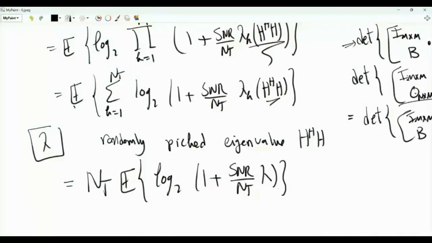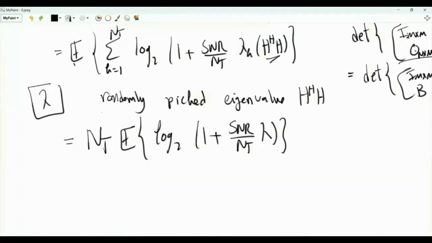Again, lambda is a randomly picked eigenvalue. It's an unordered eigenvalue of matrix H Hermitian H. The expectation here is with respect to lambda. This is our random variable.